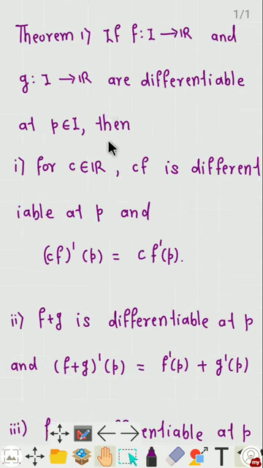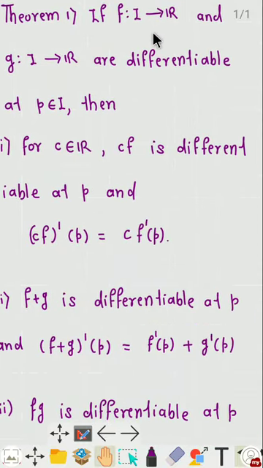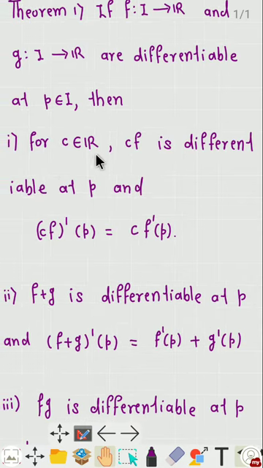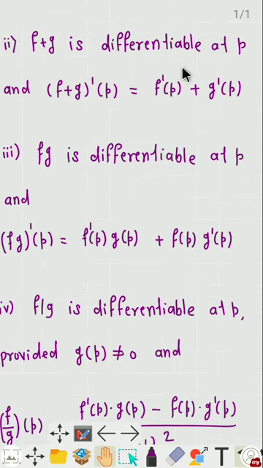So once again we read this theorem carefully. If f is a function from I to R and g is a function from I to R, and both are differentiable functions at point P belonging to I, then for any C in R, Cf is differentiable at P and Cf dash at P is equal to C into f dash P, and f plus g is also differentiable at P and f plus g dash at P is equal to f dash of P plus g dash of P.